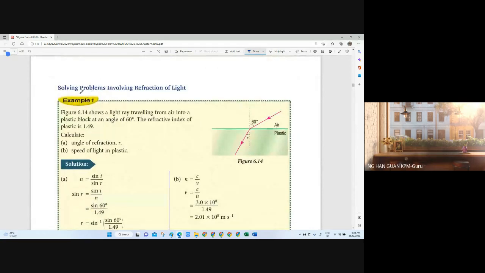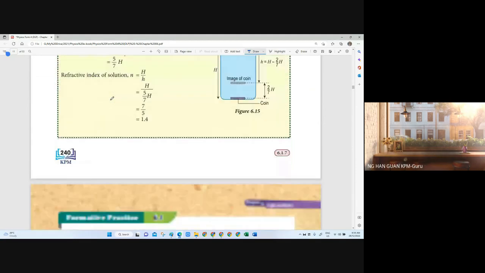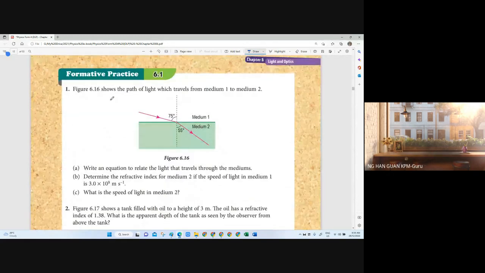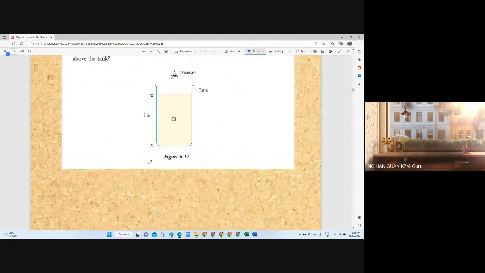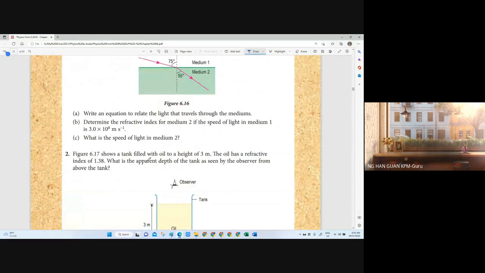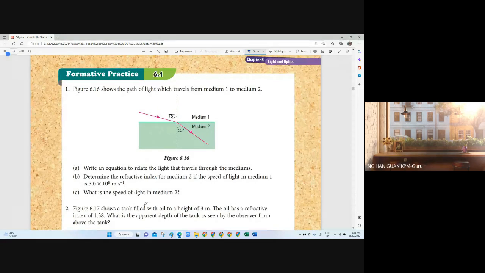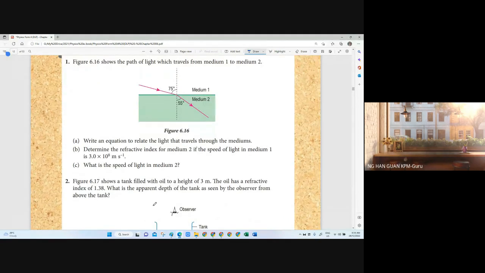Next will be the applications with problem solving using the formula. Here are examples 1 and 2. Now what I need you to do is try to solve this Formative Practice 6.1. Do it now. I will come back after 10 minutes. I give you 10 minutes to solve all these questions. For those who have already done it before, maybe you can do it again as revision. So try to solve these two questions. I will come back again at 9:35. I think 10 minutes is enough, so later I'll come back at 9:45.